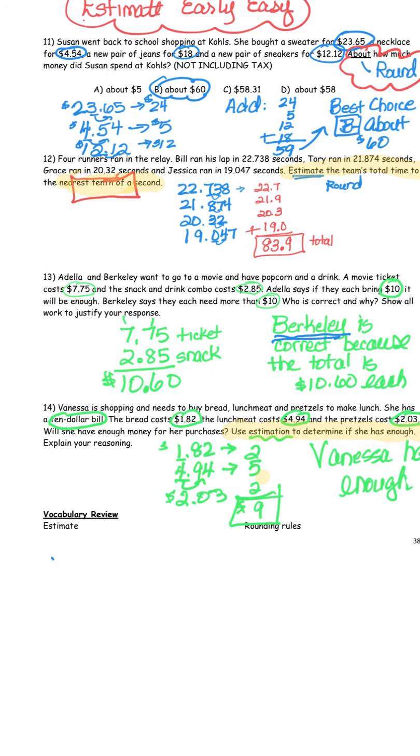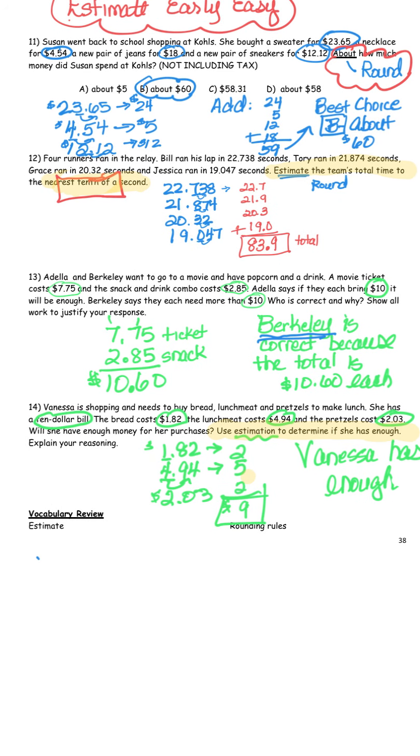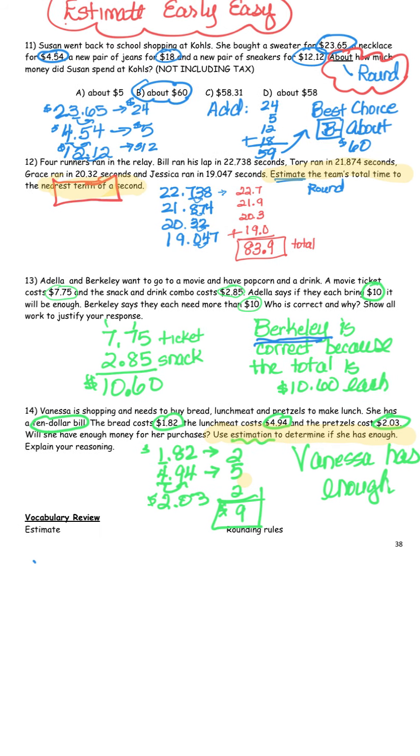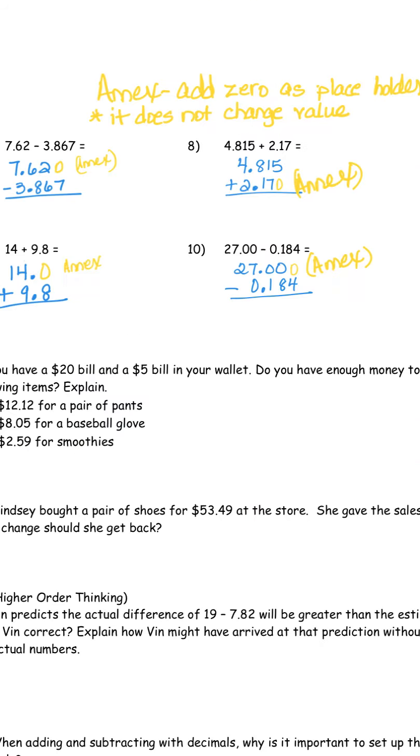And then lastly, Sweet Vanessa. Okay, she went shopping and she had to buy some items. We rounded them because it said to use estimation to determine if she had enough money. And if you use the estimation, it came out to $9 and she had a total of $10. So Vanessa had enough.